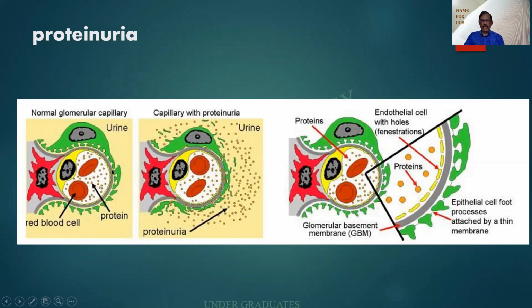And normally what happens, there is no leakage across over here. Most of it goes into the tubule. But sometimes you find that there can be a leakage of proteins resulting in proteinuria. So this can happen because of the increase in the fenestrations, or sometimes leakage across the basement membrane, or some damage to the epithelial foot processes. All this can lead to a proteinuria.